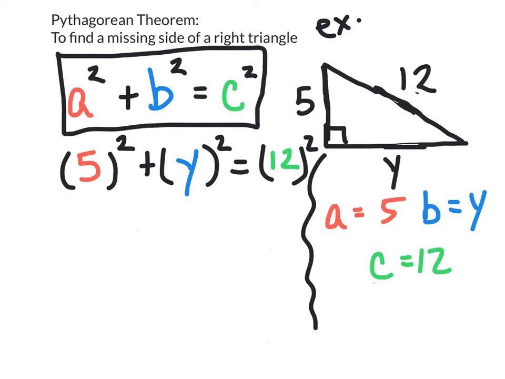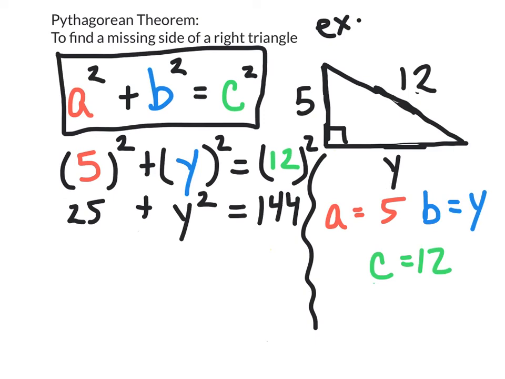5 squared gives me 25. I'm going to go ahead and copy down the plus sign. Y squared is just simply y squared. I don't know what that is yet, so I'm going to go ahead and just copy that down. And 12 squared, of course, is 144. Now the first thing that I notice is that when I'm solving this equation, my y isn't actually by itself. There's a 25 that's in front of it.